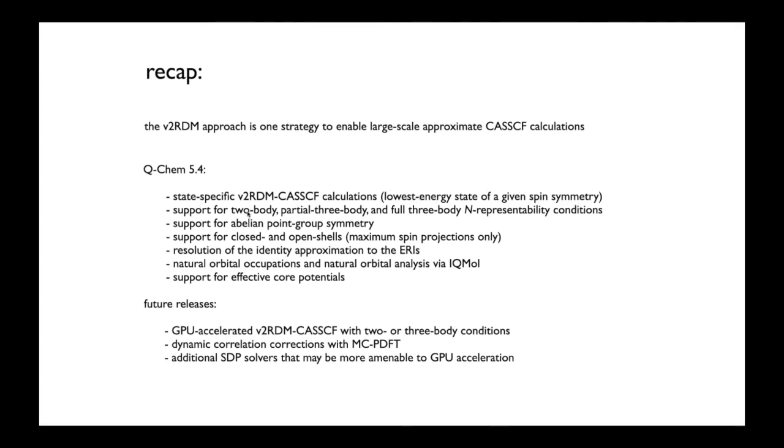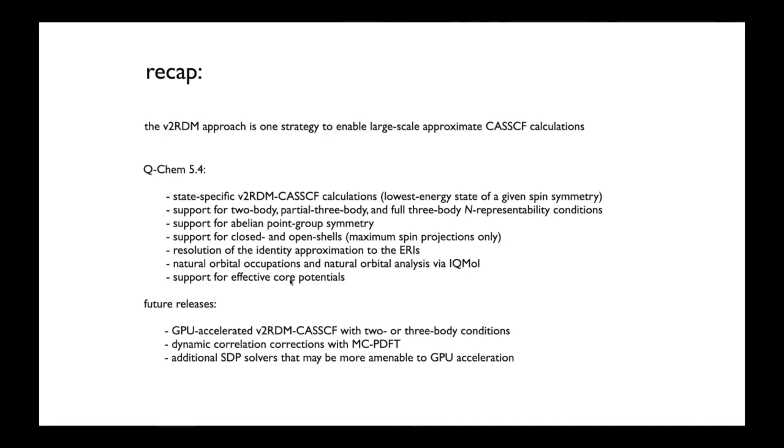We have support for two-body, partial three-body, and full three-body representability conditions. We have full support for abelian point group symmetry. We can support closed and open shells, but for open shells, we only treat maximum spin projections. And from a user point of view, you don't need to worry about any of the constraints we apply, they just work. All of our codes use resolution of the identity approximation, which greatly increases the efficiency of the orbital optimization. And you can do various analyses on natural orbital occupations or the orbitals themselves using IQmol.